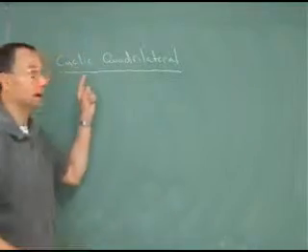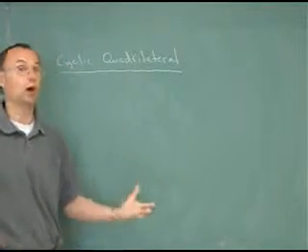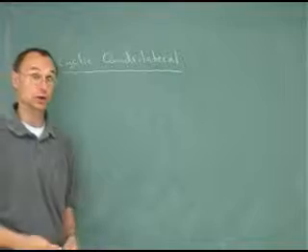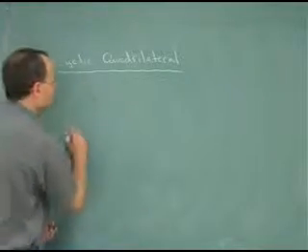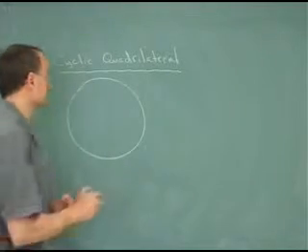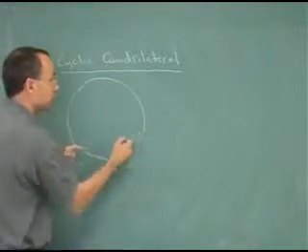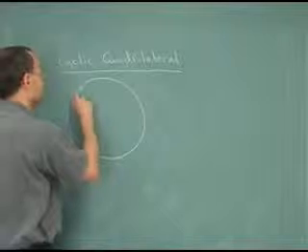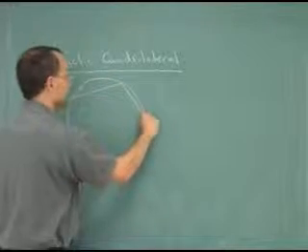We're going to look at a cyclic quadrilateral. What are they and what can they do for us? Well, a cyclic quadrilateral is the following. It is a four-sided figure which has every corner point on the circle. So something like this.